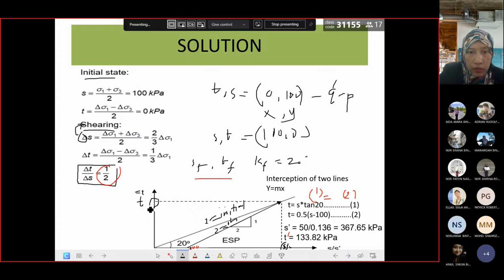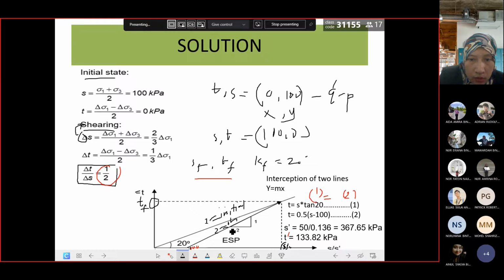T kat sini berapa nilai dia? T_f ni kita tak tahu. S_f ni pun kita tak tahu. Tapi kita boleh buat andaian daripada maklumat yang bagi, yang mana you akan hasilkan two different equations. For the first one, the initial conditions shows you the first equation yang mana T sama dengan S tangent 20 degree. So kalau you tengok sini, kita hanya ada S tangent 20.